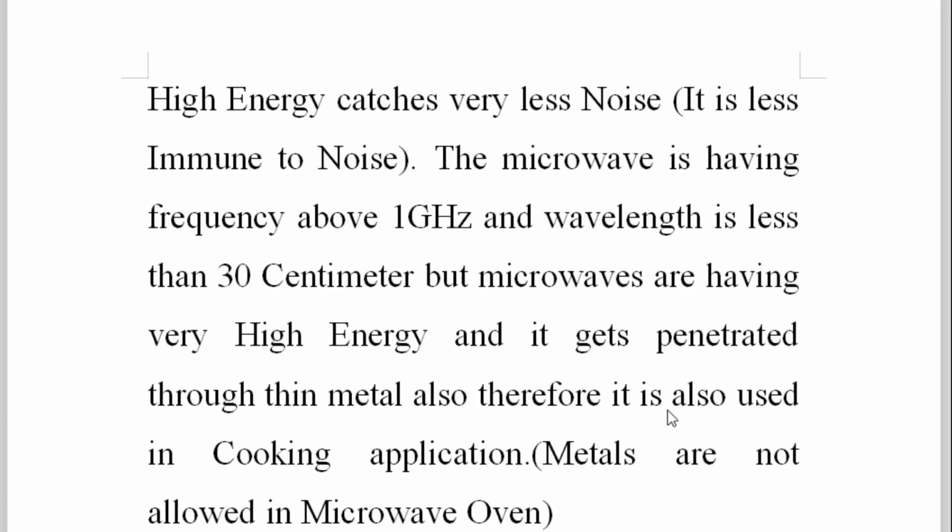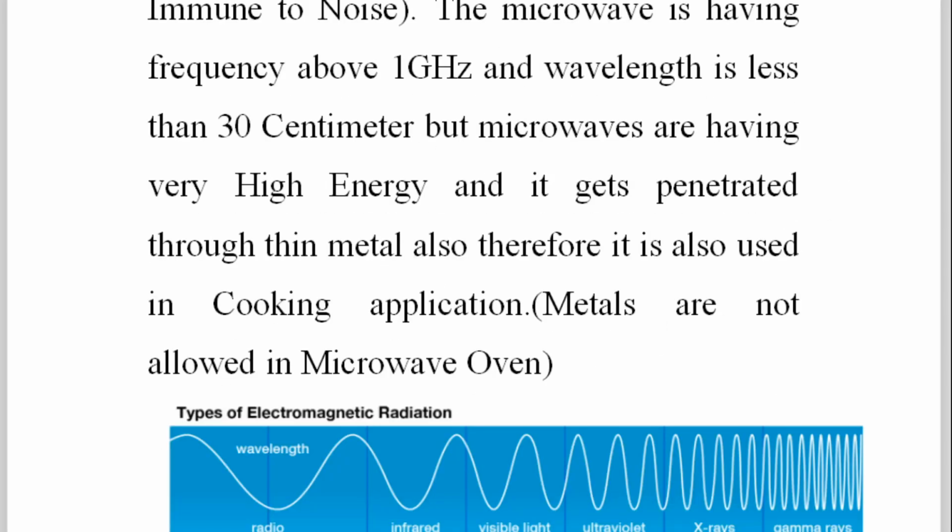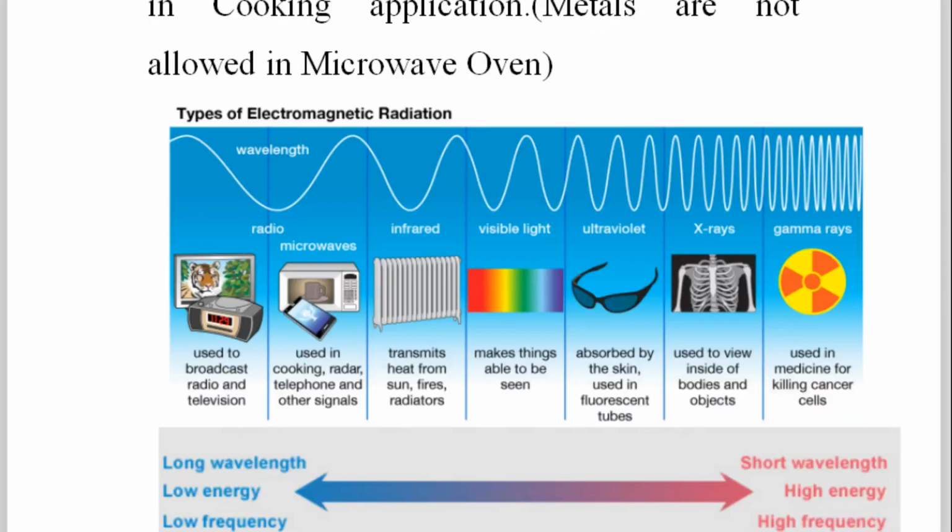Therefore, it is also used in cooking applications. You might have understood that microwave ovens are available in the market. Microwave ovens are used for cooking food, and people say that it is very harmful for human beings. But we'll see what a microwave is. The microwave has a frequency of 1 gigahertz or above; 1 to 3 gigahertz normally it is said. Signals with frequencies between 1 and 3 gigahertz are microwaves.